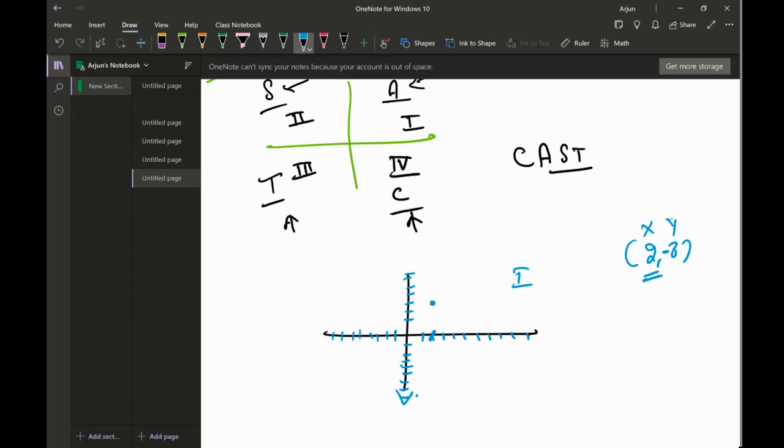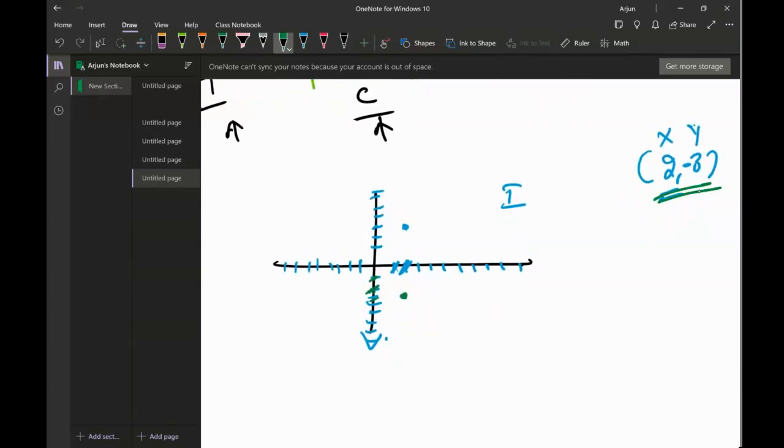And if it becomes 2 comma minus 3, so 2 to the right, and then 3 to the bottom. So 1, 2, 3, 3 to the bottom. So this will be that particular point. Let's say I wanted to identify the sine and cosine values for this particular point. So this point 2, 3, I'm going to draw a line from here, and then I will complete a right angle triangle here.